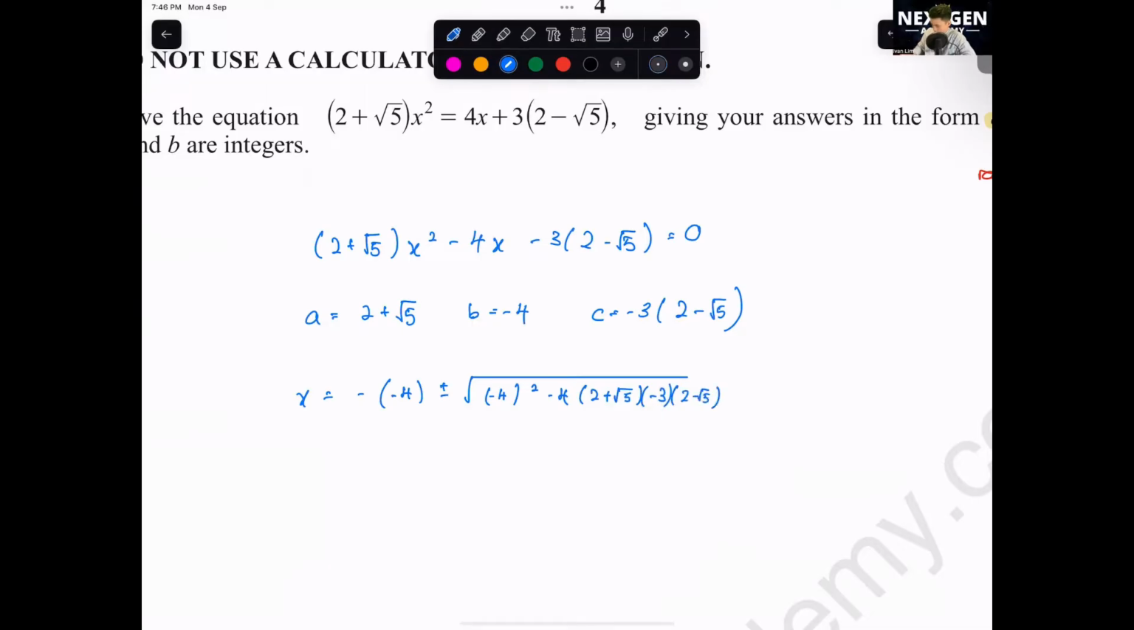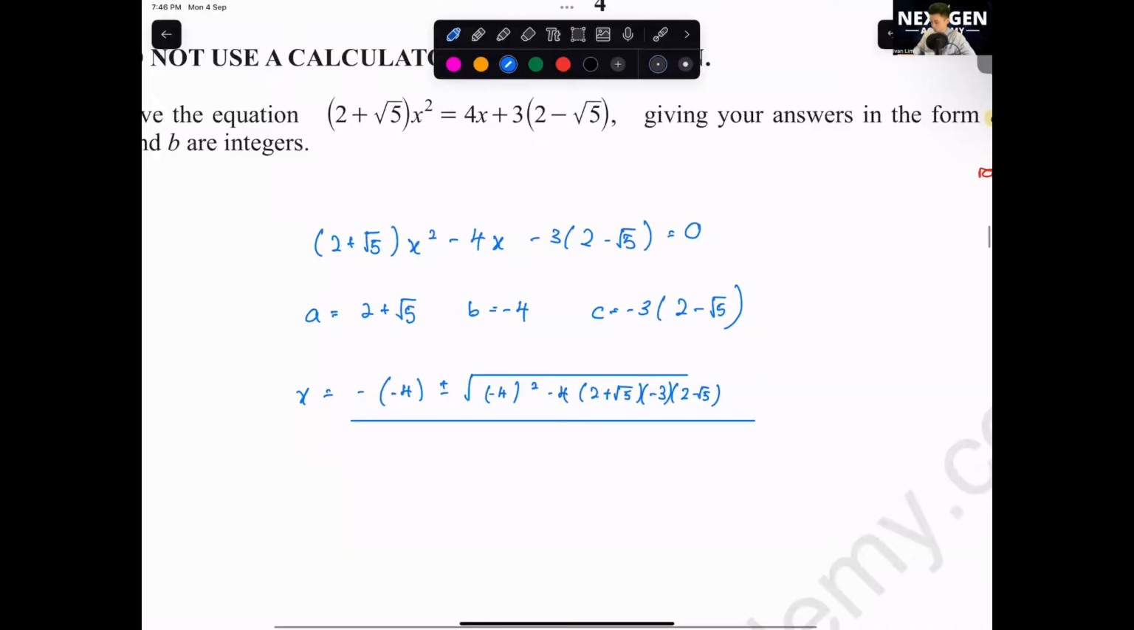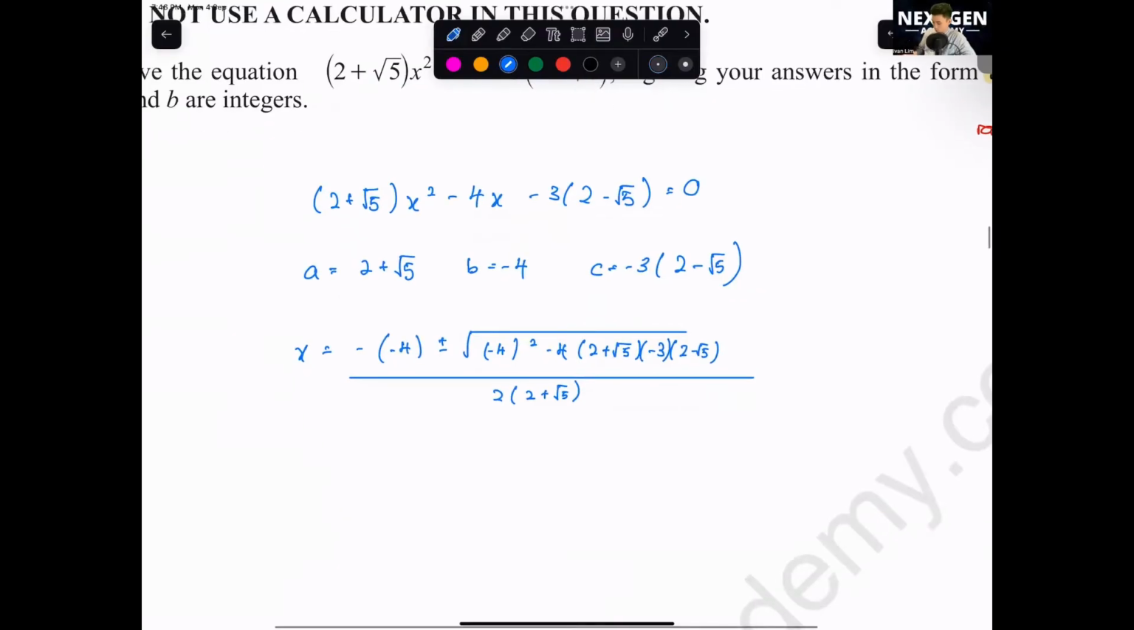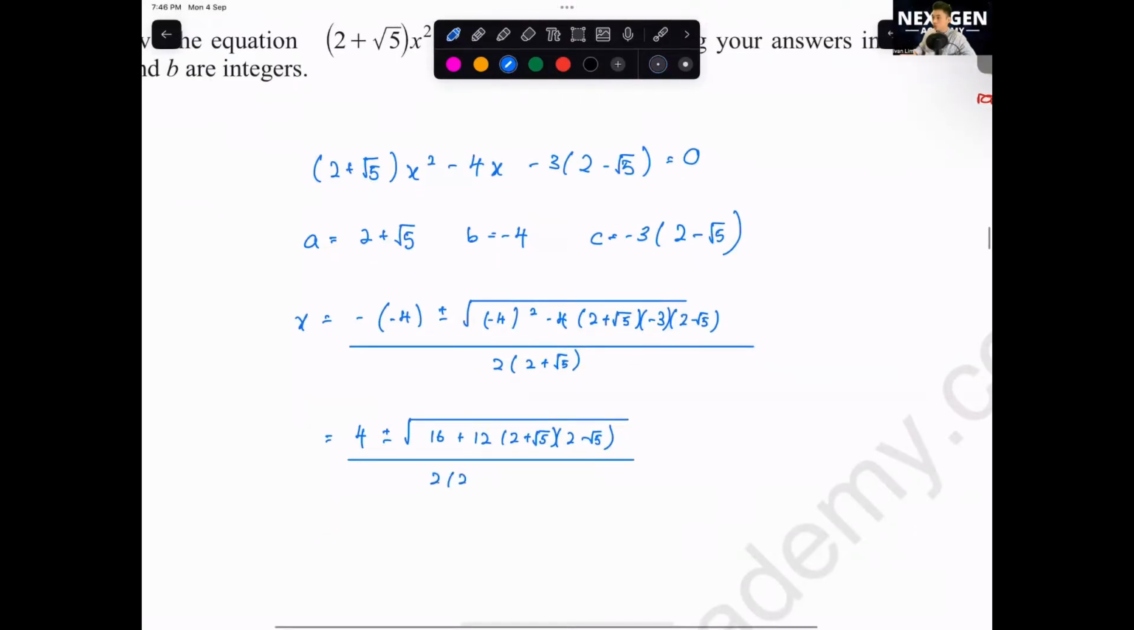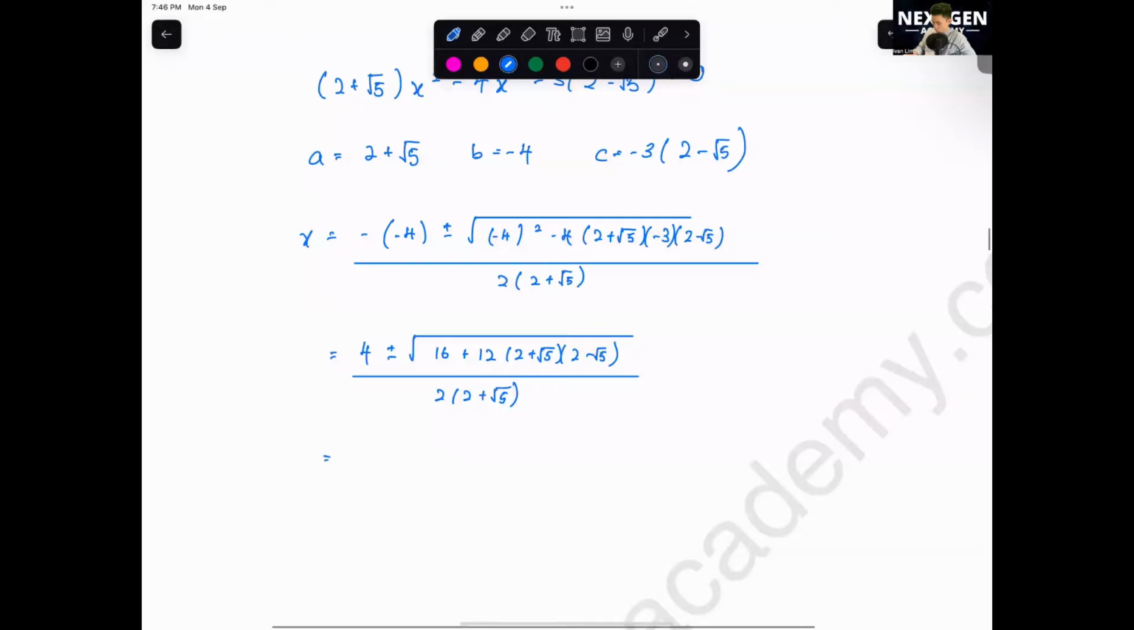Okay, pretty long equation. So let's just simplify it over 2a. Okay, next one. Slowly simplify. So here will become 4 plus minus the square root of 16 plus 12, over 2 plus sub 5, 2 minus sub 5 over 2 plus sub 5. Okay, inside the square root, you simplify it, you'll get 4 over 2, then here will be 2 plus sub 5.